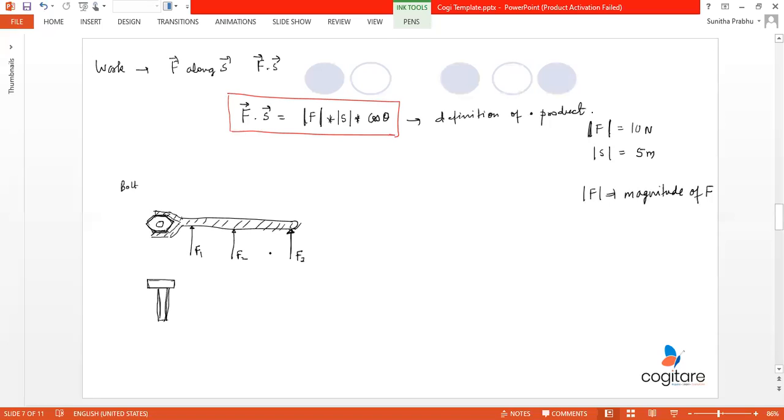F3. This is a common experiential thing. When you open the doors, supposing this is the door, this is the axis of rotation of the door. Anytime you want to open the gate, if you try to push the gate here, it is very difficult. You will go here, here you will push. When you're pushing it here, then the gate will open easily. Why? Because you're increasing this distance, isn't it? Fine. This is experiential. We all know it.